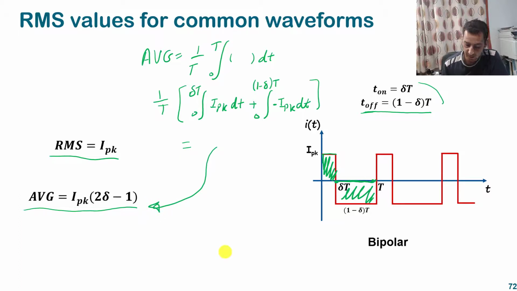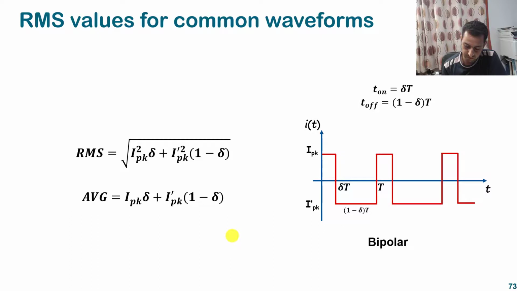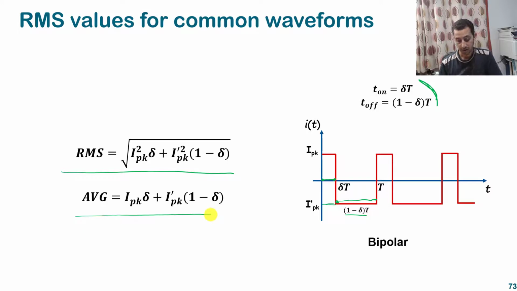Now let's test the signal. If we have a different negative value here, it will look like this. So we have here a different minus I peak and I peak. Again, the on time is from 0 to delta T, and the off time is from, for example, 0 to 1 minus delta T. So you can take these as the durations of time for integration. So the RMS value is this equation, and the average value is this equation.